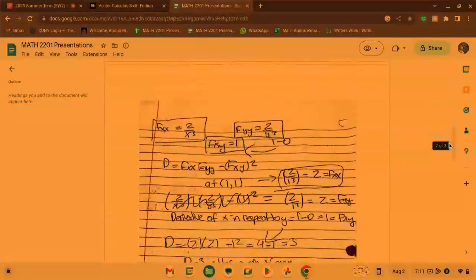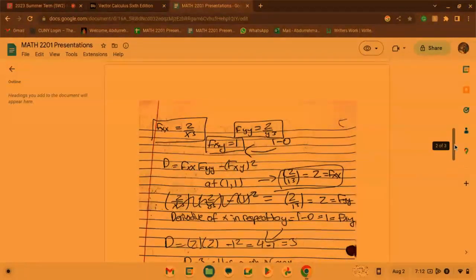And I got 2 over x to the third. And in terms of y, I got 2 over y to the third. So partial f, this f_xx is read as the second partial derivative in terms of x, yes. Then the mixed partial.